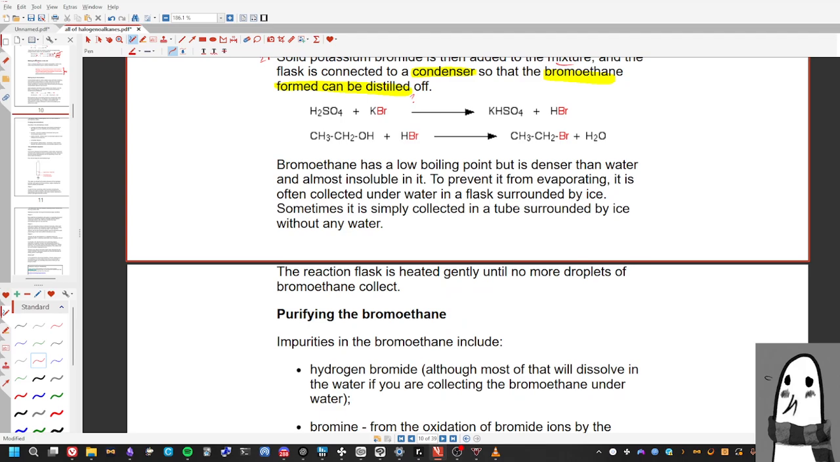Bromoethane has a low boiling point but is denser than water and almost insoluble, and to prevent it from evaporating it is collected underwater in a flask surrounded by ice. Sometimes it is simply collected in a tube surrounded by ice without any water. So you don't want it to be gas because it has a low boiling point. But since it's denser than water, you can put it under water surrounded by ice, and it'll just stay there as a liquid.